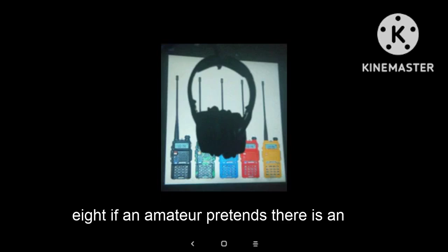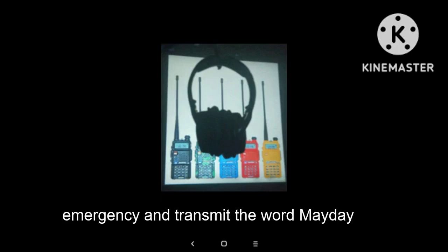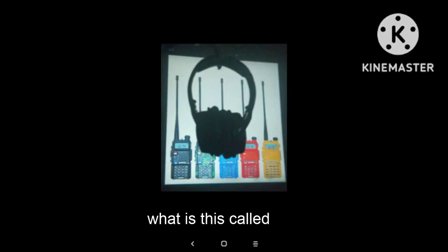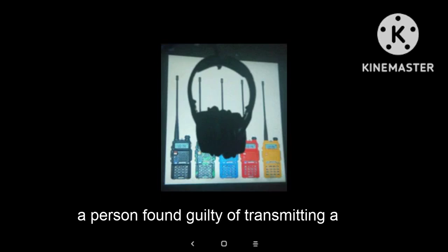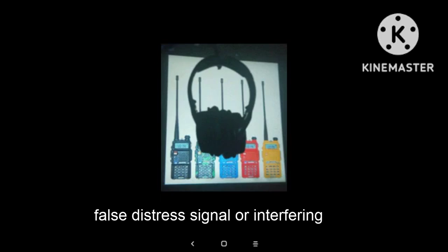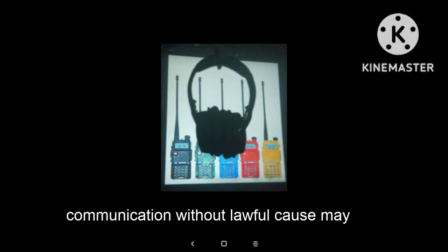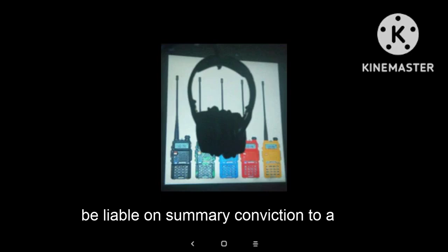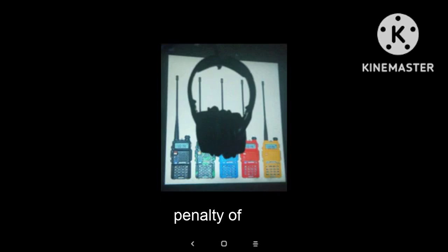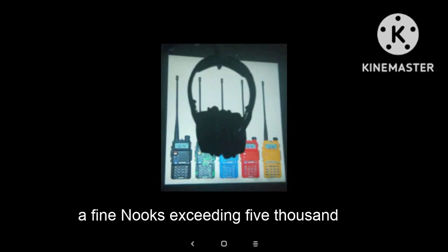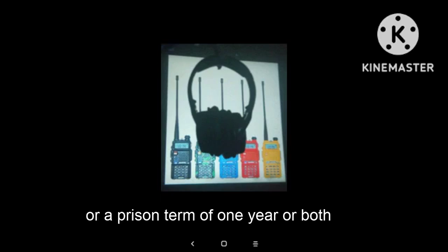8. If an amateur pretends that there is an emergency and transmits the word Mayday, what is this called? False or deceptive signals. 9. A person found guilty of transmitting a false distress signal or interfering with or obstructing any radio communication without lawful cause may be liable on summary conviction to a penalty of a fine not exceeding $5,000, or a prison term of 1 year, or both.